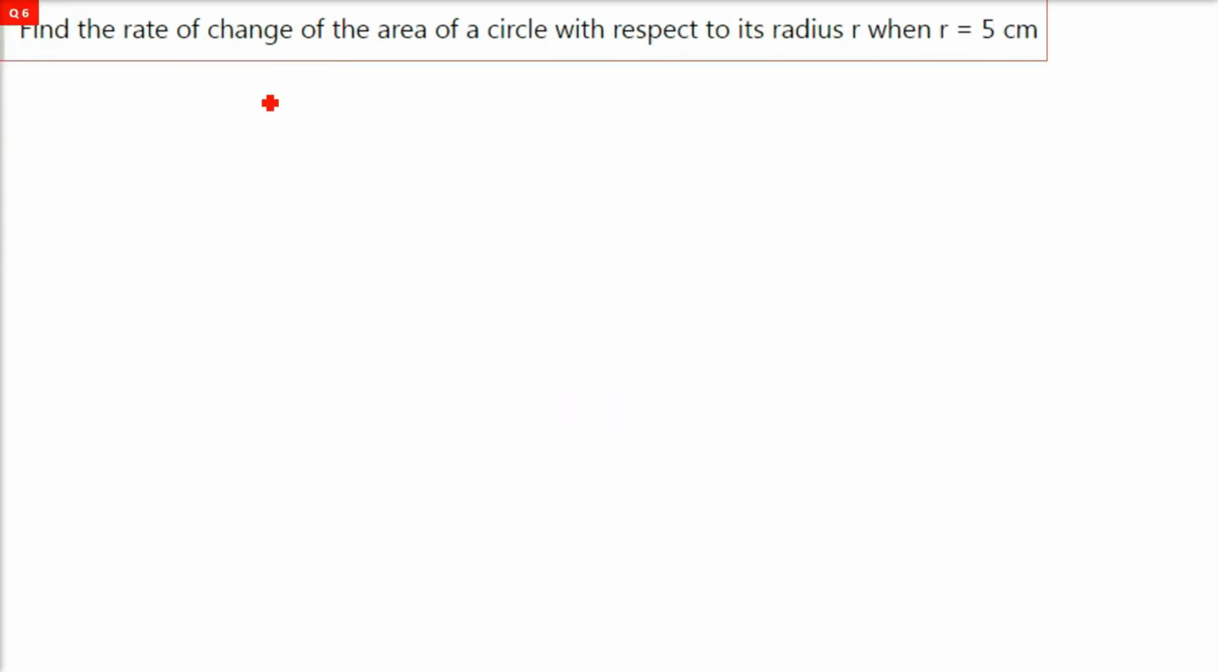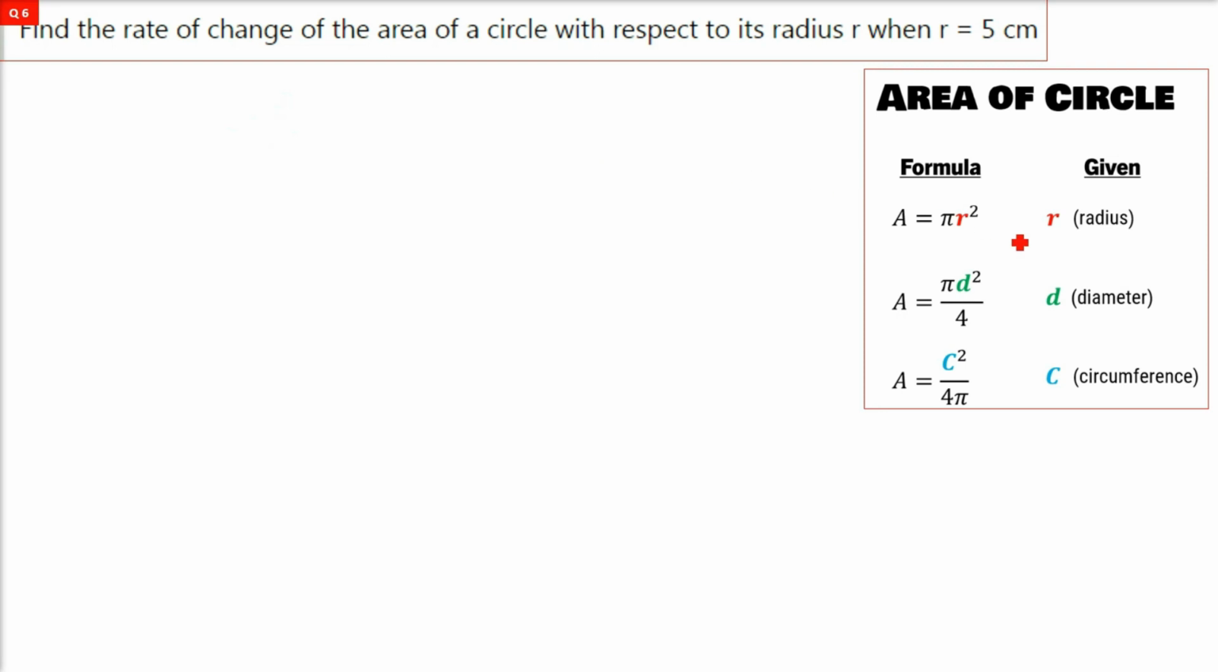This is your answer. Find the rate of change of the area of the circle with respect to its radius r when r is equal to 5 centimeter. So area of the circle, there are different ways.